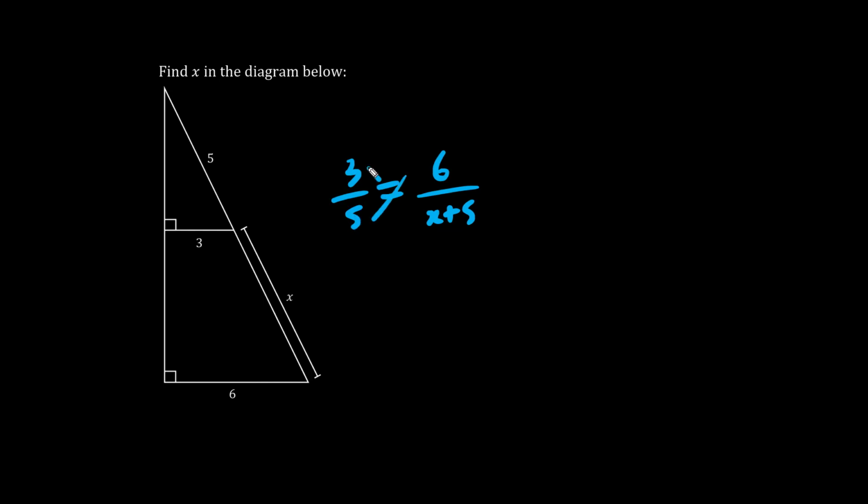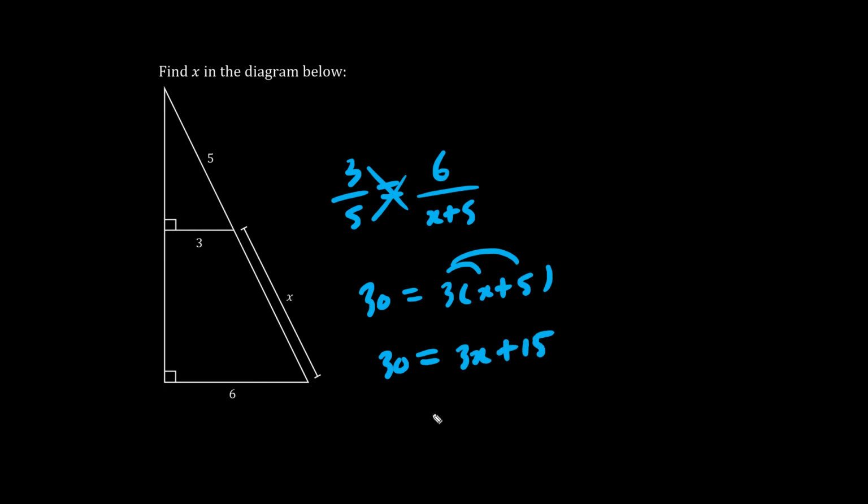We're allowed to cross multiply, and so we have 5 times 6 is 30 equals 3 times this binomial, x plus 5. We use distribution. 3 times x is 3x, and 3 times 5 is 15. We subtract 15 from both sides, we get 15 equals 3x, and we divide both sides by 3, we get x equals 5.